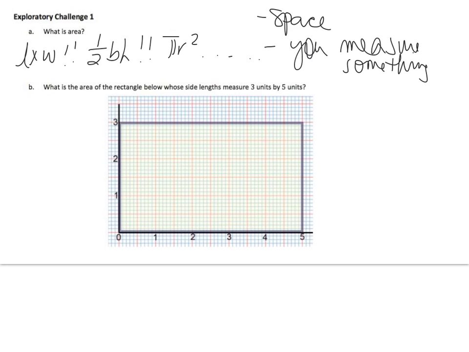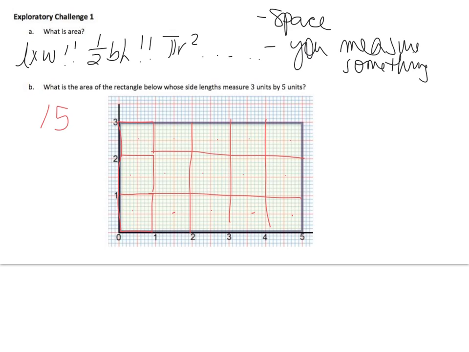If you look at this down here, it's on a coordinate grid. What is the area of the rectangle below? We have our side lengths measured 3 units by 5 units. If we counted all of the squares, we would have 15 of them. 1, 2, 3, 4, 5, 6, 7, 8, 9, 10, 11, 12, 13, 14, 15.